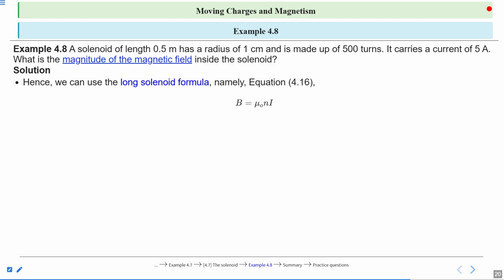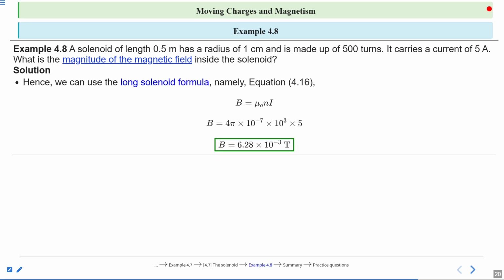So B equal to mu naught n I. What is the value of mu naught? It is 4 pi into 10 to the power minus 7. What is the number of turns per meter? That was 1000, 10 to the power 3, into what is the current flowing through? That is 5 ampere. So B is equal to 6.28 into 10 to the power minus 3 Tesla. Okay, so that is the answer. That is the magnetic field inside the solenoid.